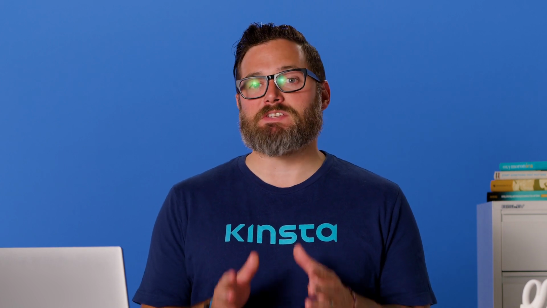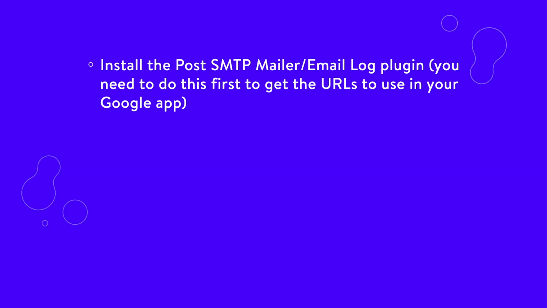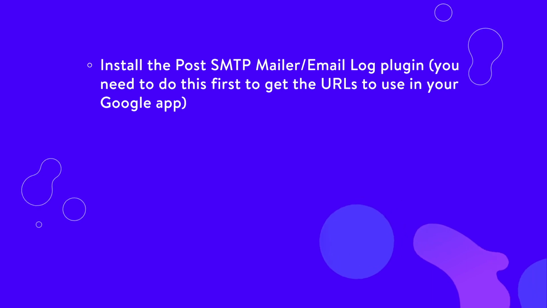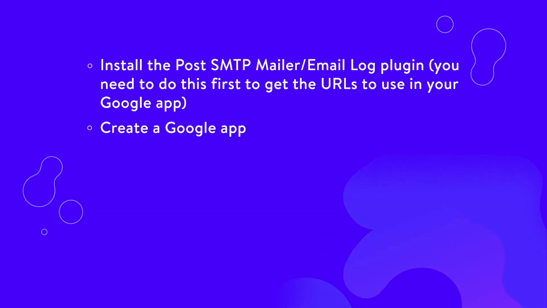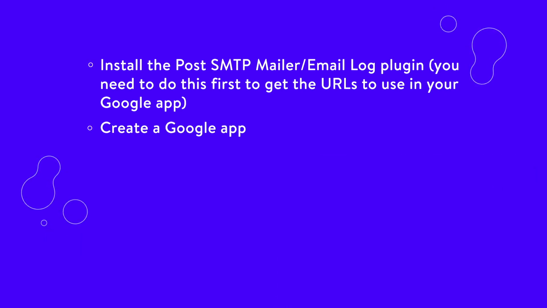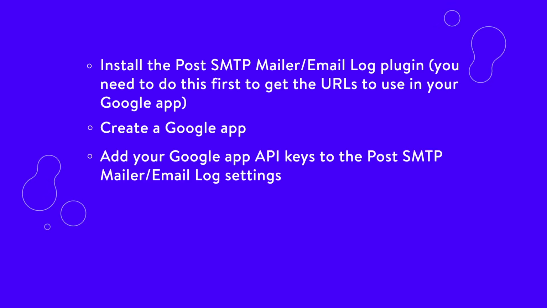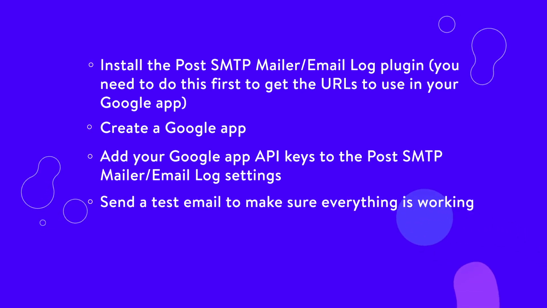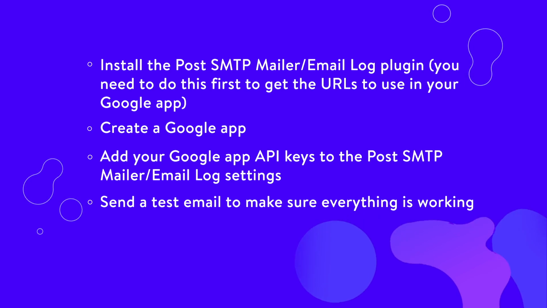The basic process goes like this. First, install the Post SMTP Mailer email log plugin. You need to do this first to get the URLs to use in your Google app. Second, create a Google app. This is the most complicated part of the process, but we'll guide you through every step. Third, add your Google App API keys to the Post SMTP Mailer email log settings. And fourth, send a test email to make sure everything is working.